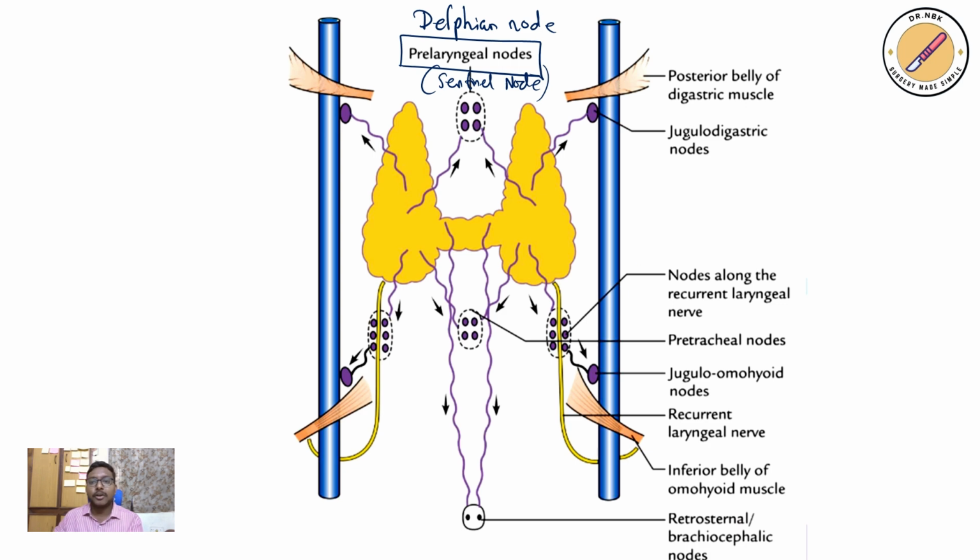Okay, right. As you can see here, whenever there is a thyroid cancer, it can go to the lateral neck nodes, that is the jugular digastric nodes. And here you have the retrosternal nodes. Very rarely it can go there. Pretracheal, prelaryngeal, jugulo-digastric, jugulo-omohyoid. These are the important lymph nodes related to the thyroid lymphatic drainage.